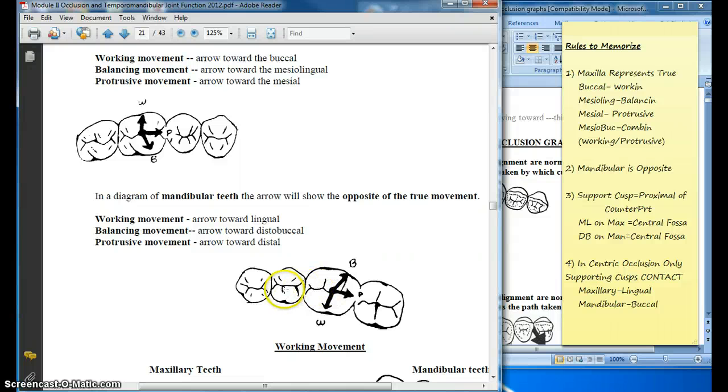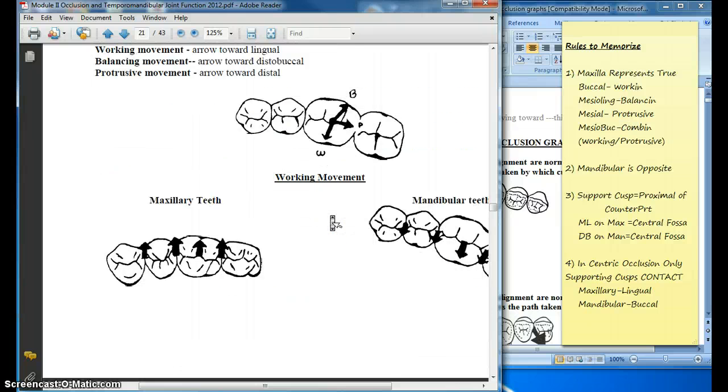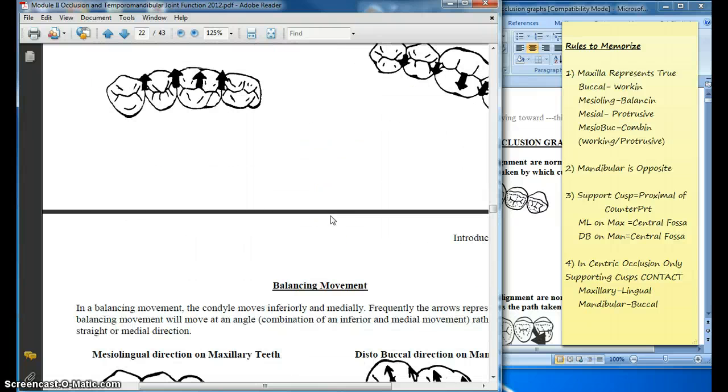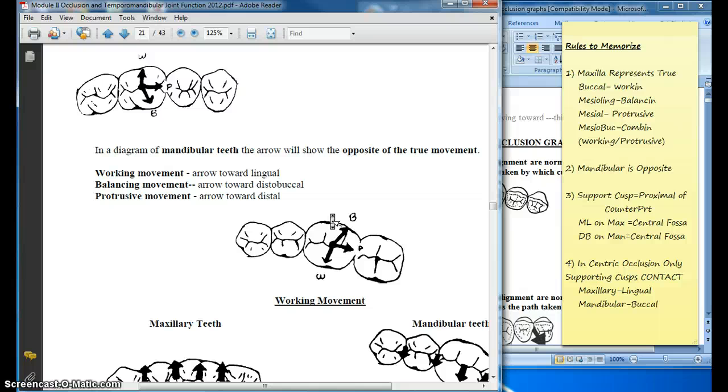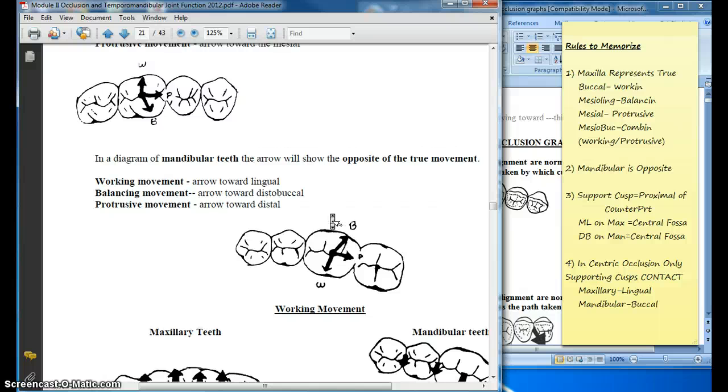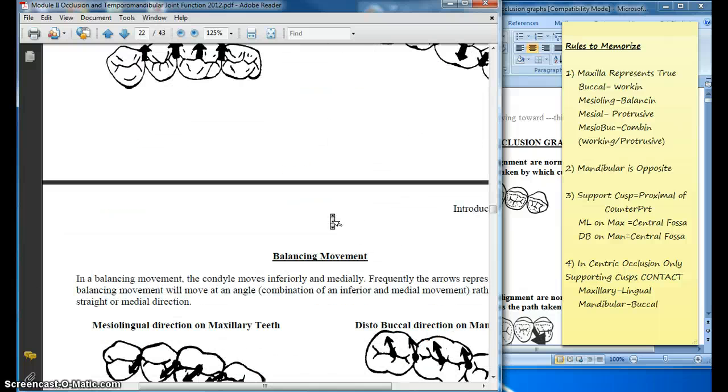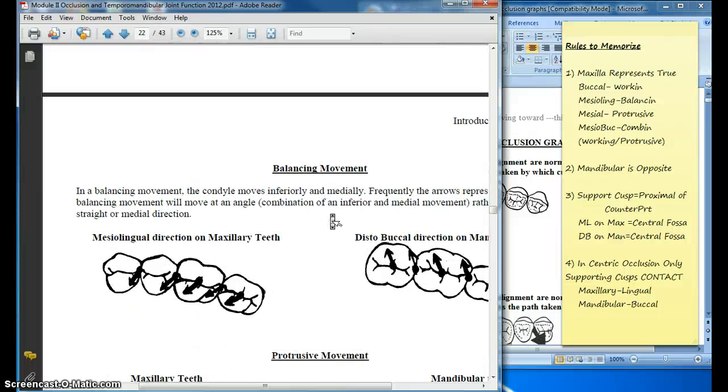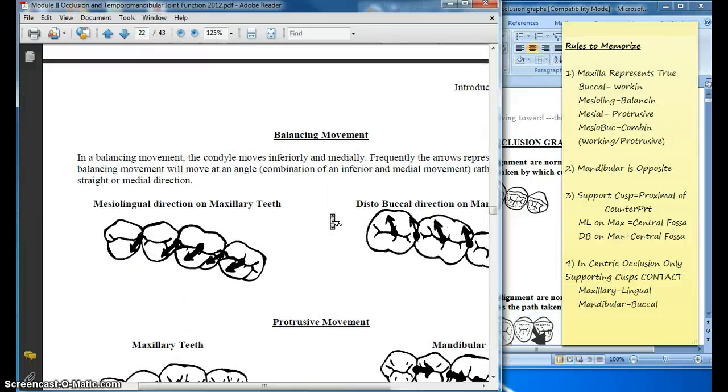The best way to think about this is kind of like moving two objects in different directions, but keeping one of them the same and pulling the other back and forth. So that's basically how you do decide between working, balancing, and protrusive. We're going to go over examples probably within the last 5 minutes of this video. This video will be approximately 15 minutes long.